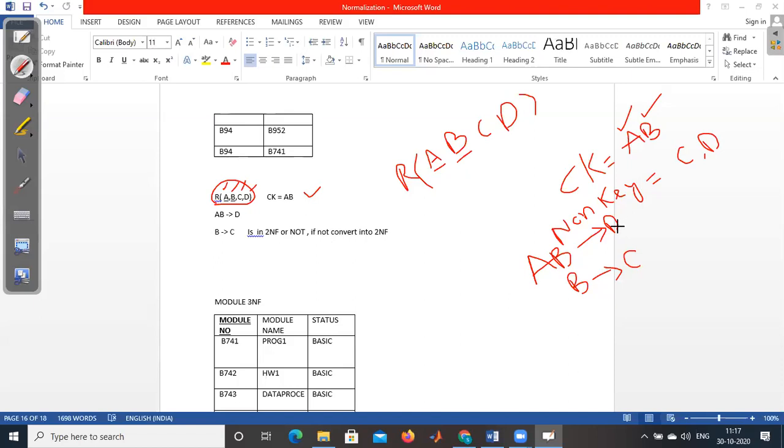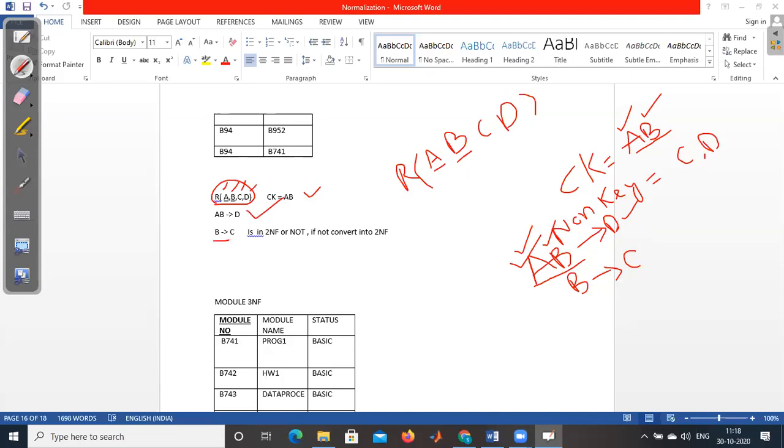See here, AB tends to D. A is a prime attribute, B is a prime attribute, so AB are prime attributes. D is a non-prime attribute. So D is fully dependent on the primary key attributes AB. So the first functional dependency is in the second normal form. Go for the second functional dependency.